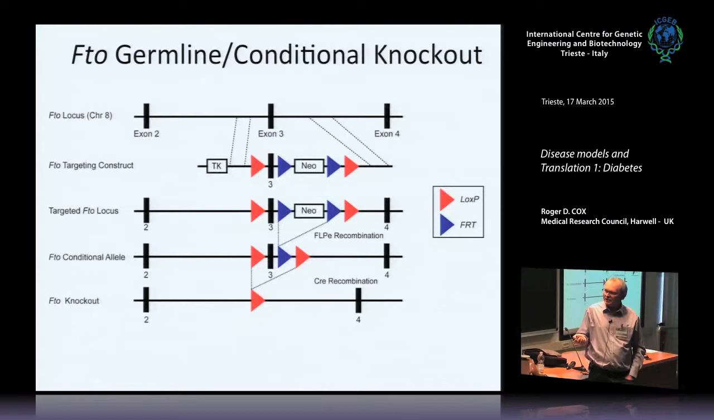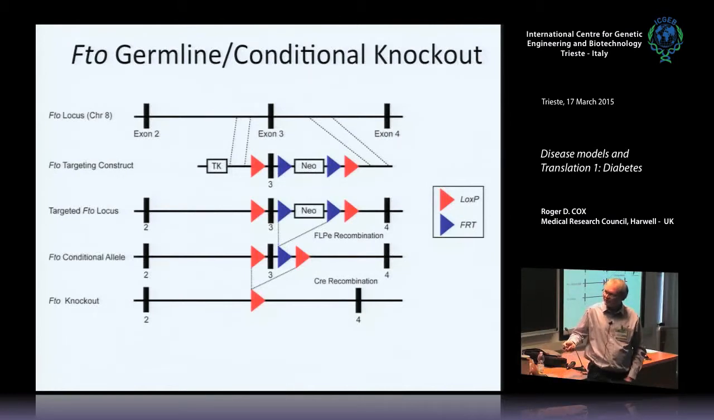So he was able to then generate a conditional allele. We have this allele where exon 3 is flanked by LOX-P sites, and we can remove that exon by recombination between the LOX-P sites using Cre recombinase. In the initial experiment, we carried out recombination using a globally expressed beta-actin Cre, so Cre that's expressed in all cells, including germ cells. So we were able to generate germline knockout mice by this approach.